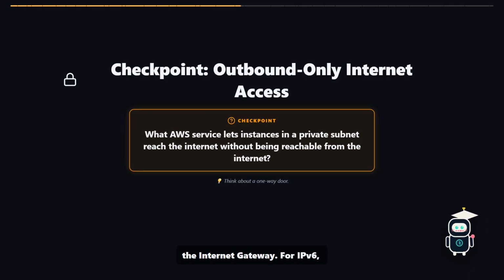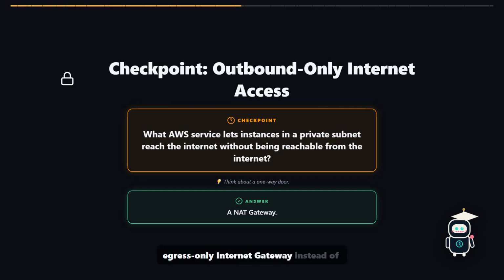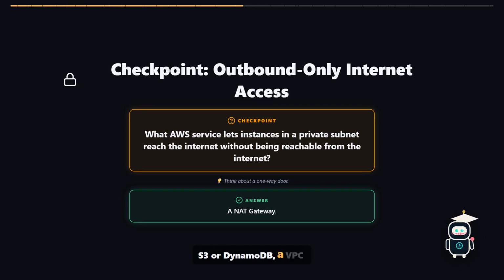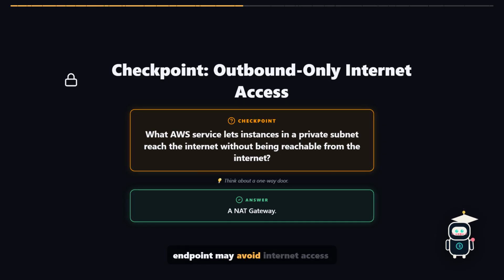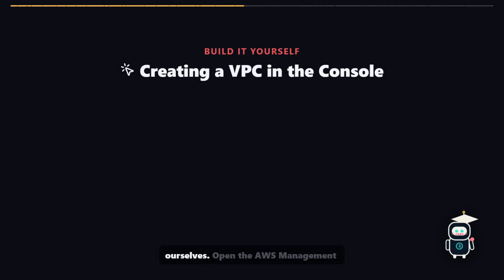For IPv6, the design can use an egress-only Internet Gateway instead of a NAT gateway. And for supported AWS services such as S3 or DynamoDB, a VPC endpoint may avoid internet access and NAT processing altogether. Now let's build the network ourselves.